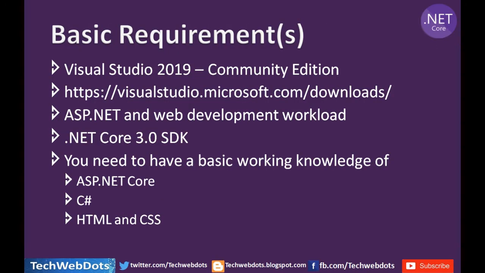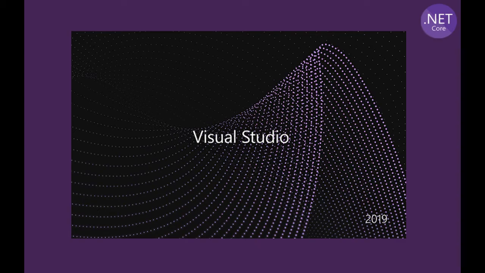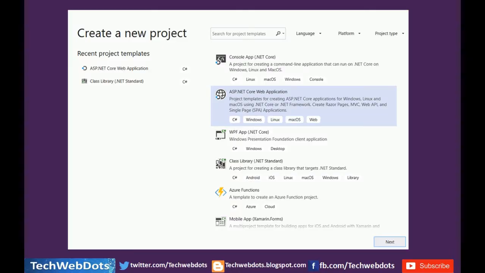Okay, so what are the basic requirements to work on the Razor Pages tutorial, or the Razor Pages web application? One, we need Visual Studio 2019. Either the community edition we can use. The link is given. And third thing is we should select the workload ASP.NET and web development. And make sure we have .NET Core 3.0 SDK. So you need to have a basic knowledge of ASP.NET Core, C# and HTML.